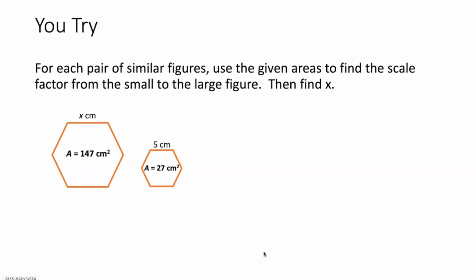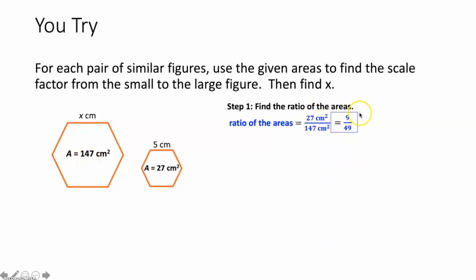You try. Okay, doing the same thing. Again, we're given the areas of these two similar figures, and we're trying to find one of the missing side lengths. So the first thing we need to do is create the ratio of the areas. And since we're going from small to large, the ratio of the areas here would be 27 centimeters squared over 147 centimeters squared. We then simplify that ratio down, and we end up getting the ratio of the areas is 9 over 49.